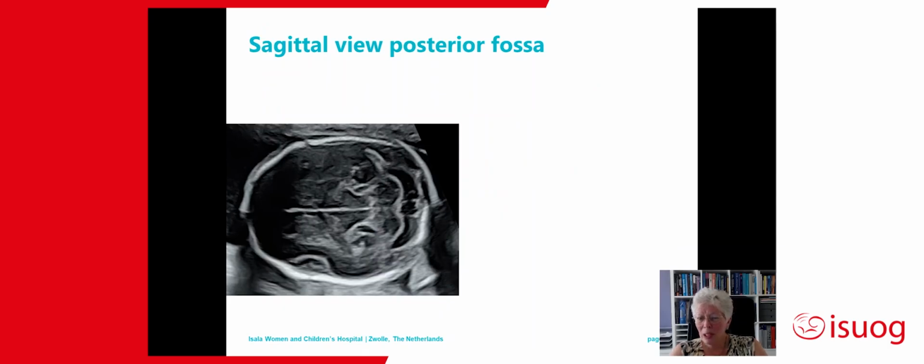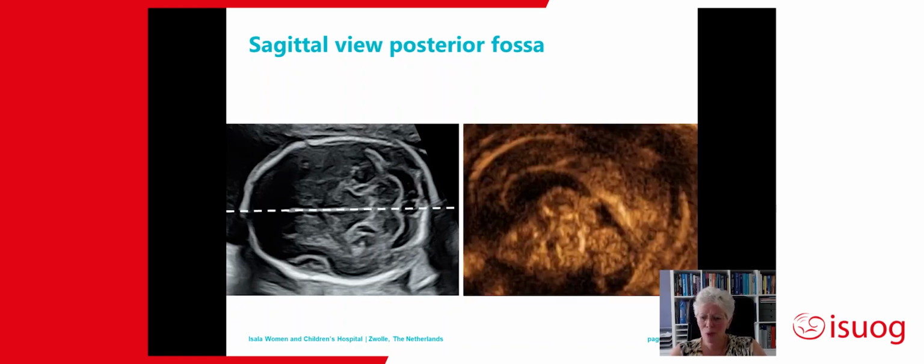To have a good look at the posterior fossa, it's important to make a sagittal view. So if we make the sagittal view, we get this image where we can see the fastigium over here and there the cerebellar vermis.